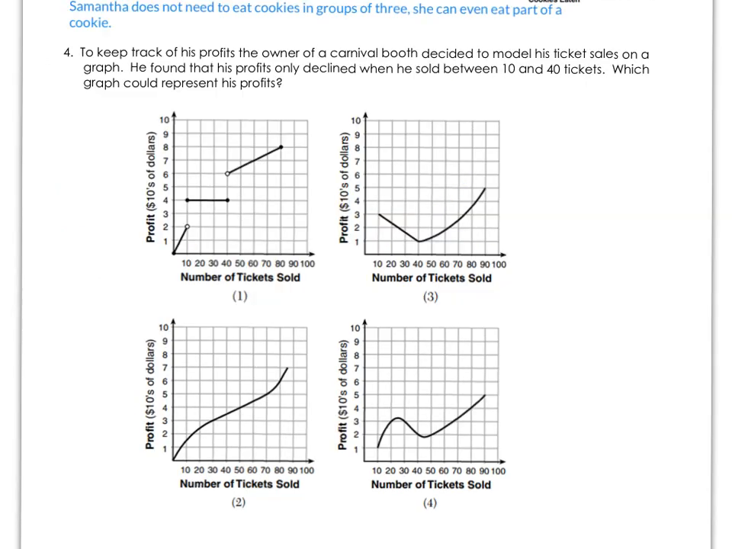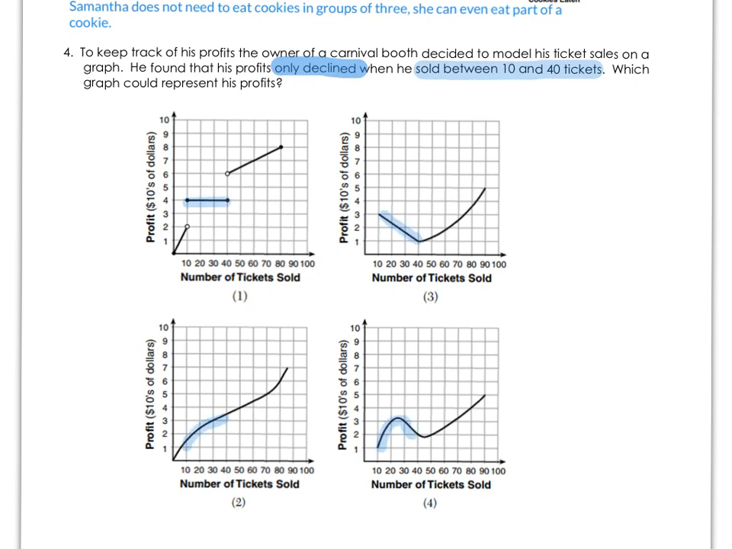Okay, question 4 says, to keep track of his profits, the owner of a carnival booth decides to model his ticket sales on a graph. He found that his profit only declined when he sold between 10 and 40 tickets. Which graph could represent his profits? Well, to answer this, I need to look between 10 and 40 tickets. So which part of the graph is that?